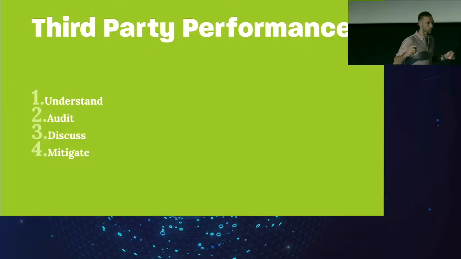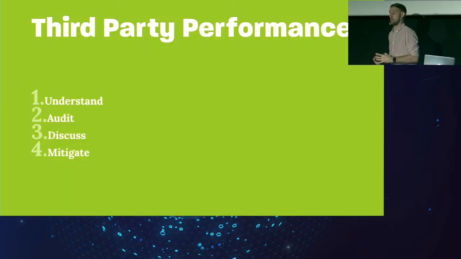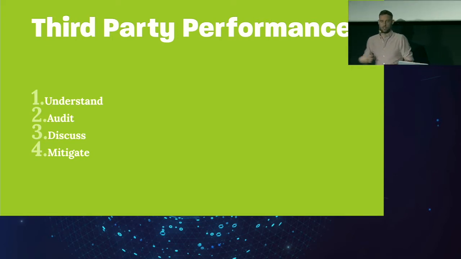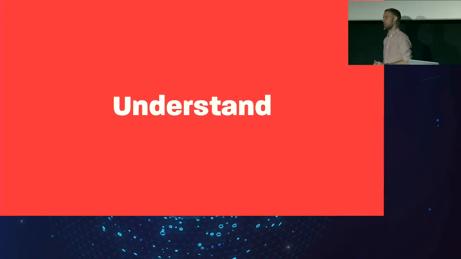So in this talk, I want to break it down into 4 main parts. Understand the kind of risks that third parties present, audit and measure that risk, discuss that risk with the relevant people, and finally mitigate that risk, design around it. Now I could do a full entire workshop just on third parties. We've only got like 45 minutes in total this morning. I'm going to try and hammer through this as quickly as possible, but starting with understanding the problem.